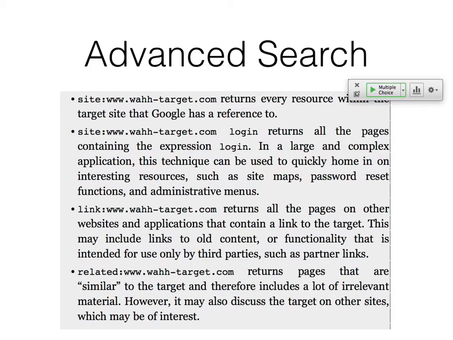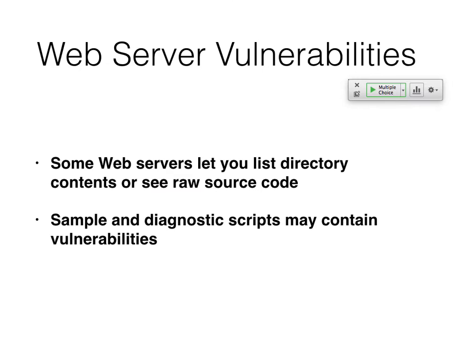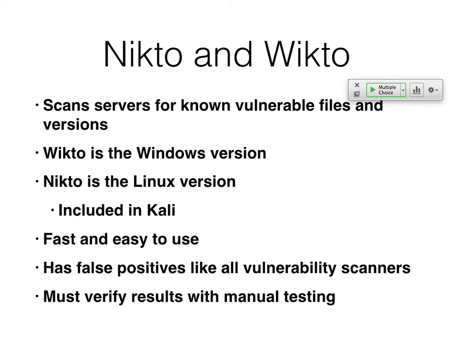Often people run many sites from the same IP address because they're really owned by the same company. So there's a lot of ways to find related things. Some web servers will let you see directory contents. That's a fairly common misconfiguration, where you just put in the directory name with no file and you see a list of it all, like an FTP site. And sample and diagnostic scripts that are put up when people install technology often have vulnerabilities that let you list directories and see pages. Nikto and Wikto are related products that scan servers.